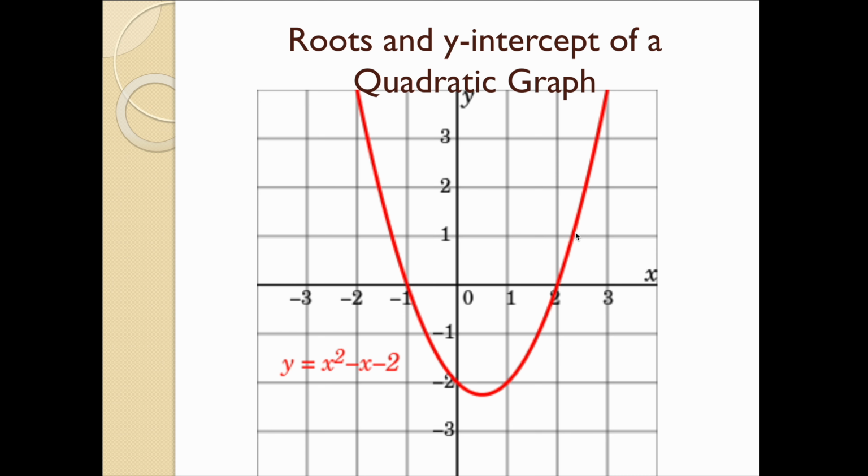What is the y-intercept of this graph? -2. Excellent. And we can see that because this graph crosses the y-axis at the point -2. As you can see also from the graph, it's -2 as well. From the equation, you can also see that it's -2.